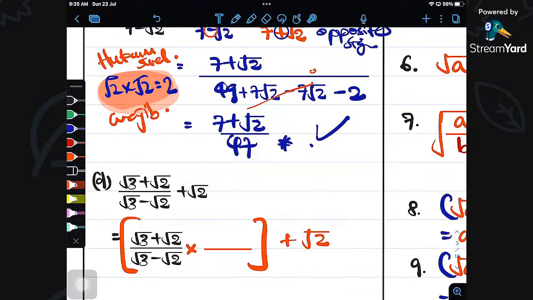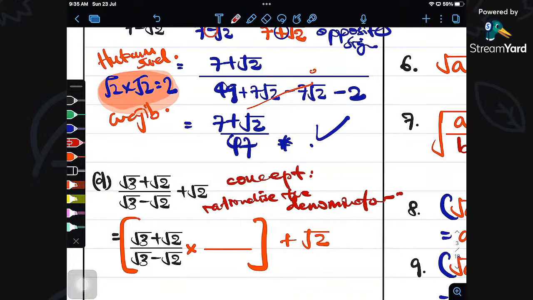Okay. This one is where you need to rationalize. I call this rationalize the denominator. So next week in the tutorial I will ask what this concept is. You must say this is the concept of rationalizing the denominator. When do we need to rationalize? When we have a surd at the bottom. So we do not like it. We do not like a surd at the bottom.